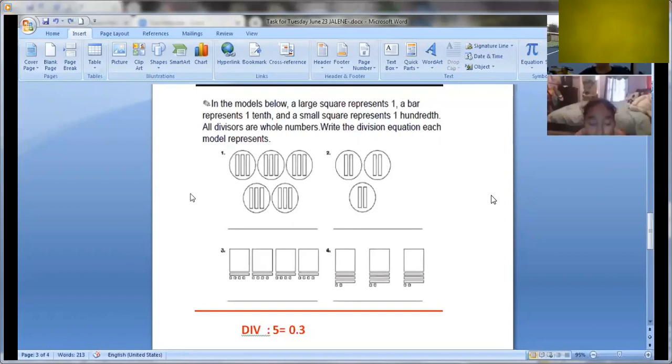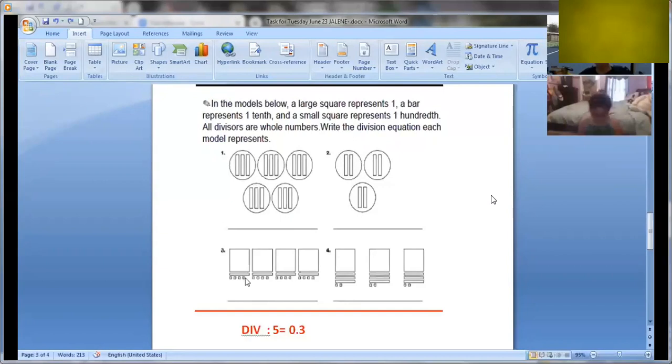I see 1 bar in question number 1. How many bars do you see here inside? 3 bars. Okay, and where do you see a small square? In question 3, I see 4 little squares which represent hundreds.